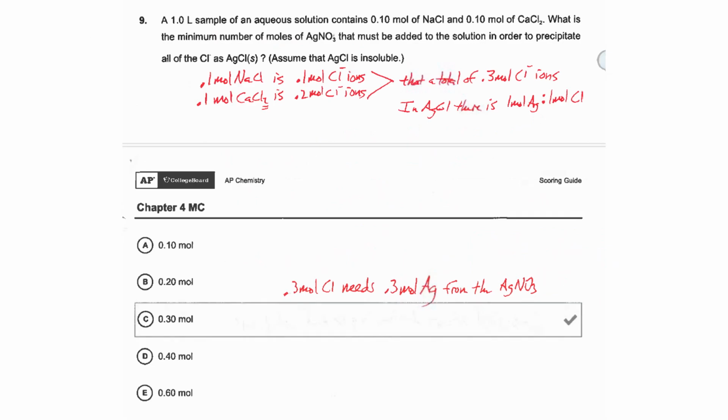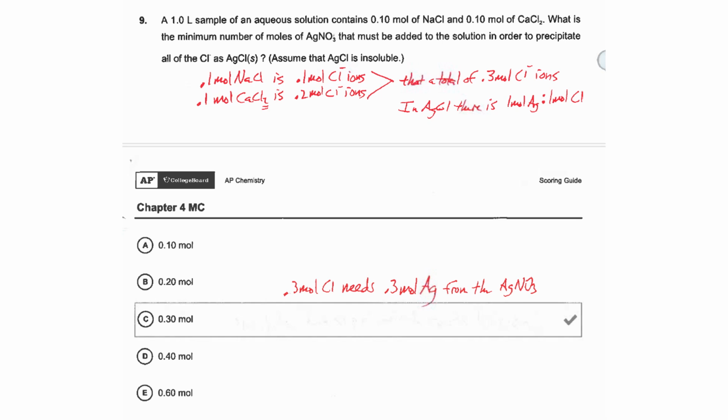Number 9, we have a 1 liter aqueous solution of sodium chloride and calcium chloride. What's the minimum moles of silver nitrate? Okay, so with this one, we're trying to take all the chlorine out of the water and bond it with silver. And we need to figure out how much chlorine's in the water to figure out how much silver to remove. So how many moles of silver from the salt?